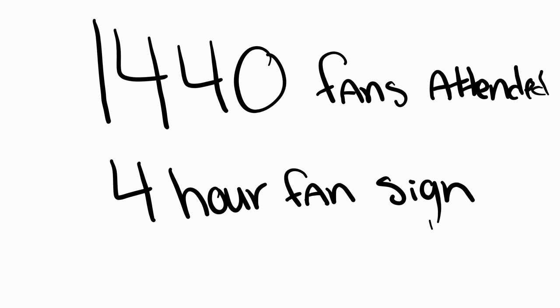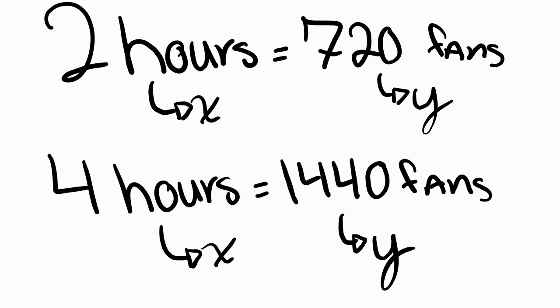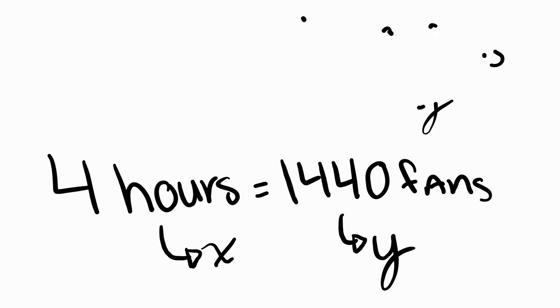Let's put it in coordinate form. So the x is the number of hours, so the 2 and 4 would have to be first. So we can put these numbers into the coordinates first, and then put 1,440 next to 4, and 720 next to 2.